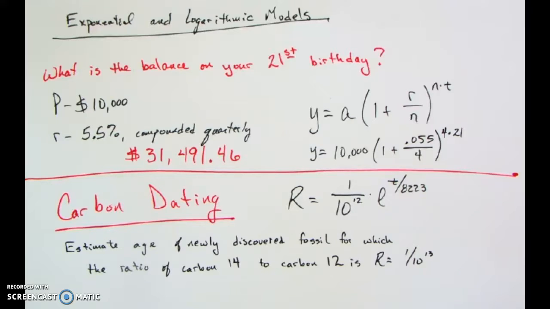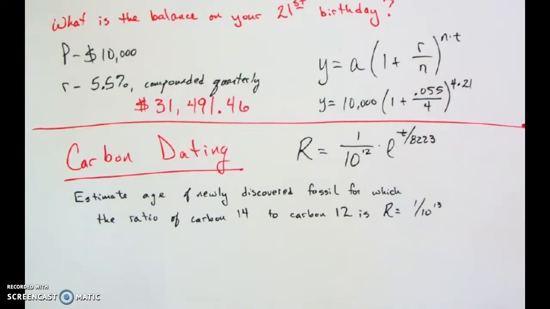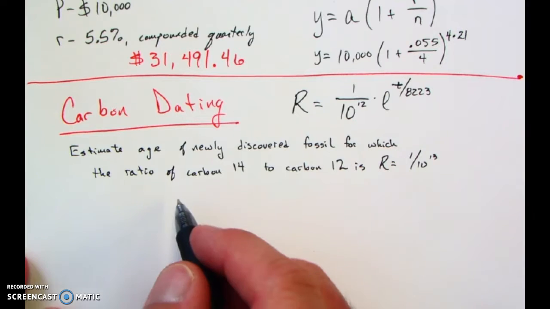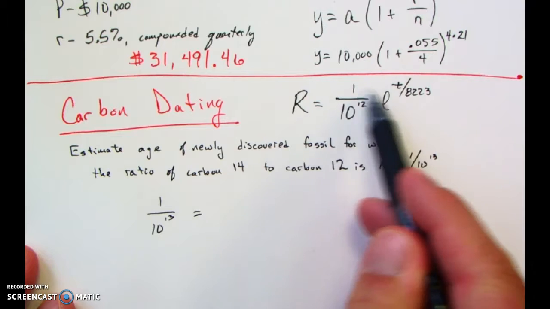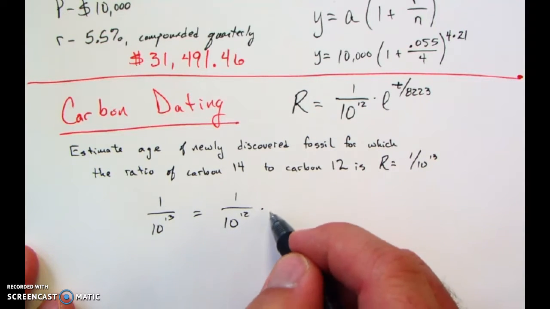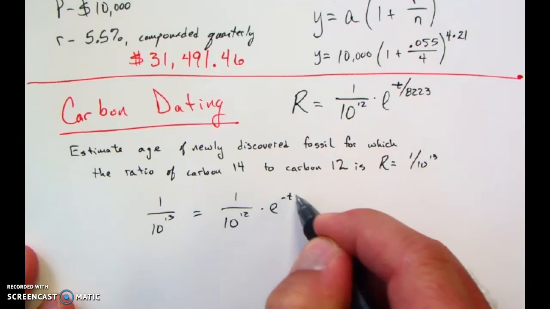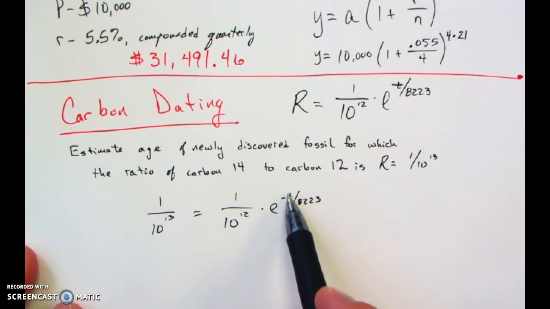So now in using that model, we are going to take this equation and we can estimate the age of a newly discovered fossil for which the ratio of the carbon-14 to carbon-12 is 1 over 10 to the 13th. So if we're given that's the ratio, to find the age, we can take that 1 over 10 to the 13th and set it equal to, here's our equation, 1 over 10 to the 12th times e raised to the negative t divided by 8,223. So now we're solving for t.